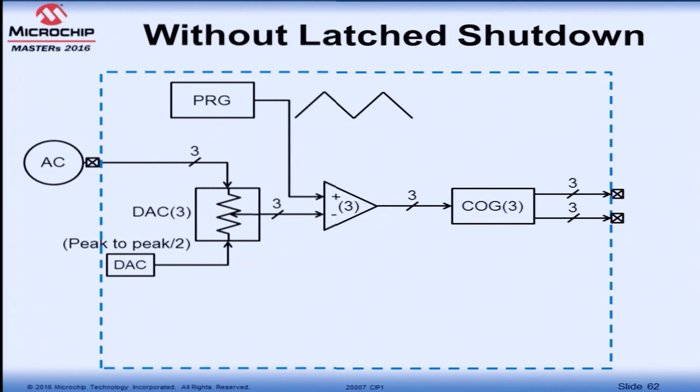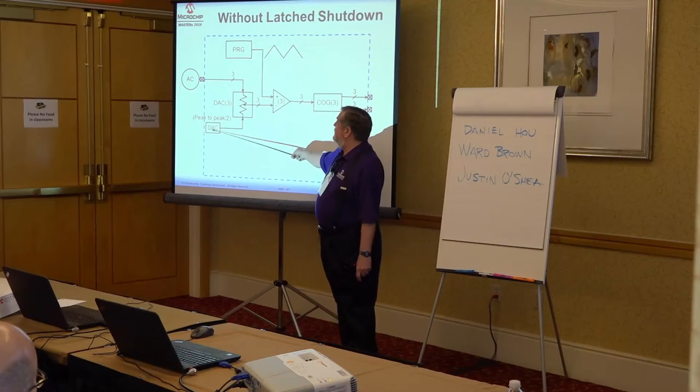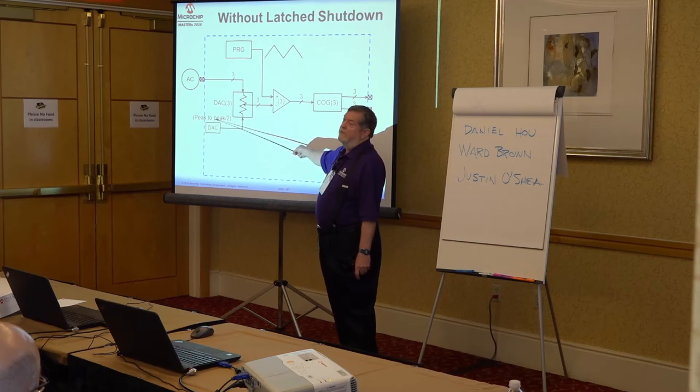What we have is an AC source. In this case, it's three AC sources. It's a magnet with three linear Hall effect sensors on it. It gives me three phases. I have three DACs here that I can control. The DACs, one side is reference to another DAC. So this DAC is set at the midpoint of the peak-to-peak voltage here.